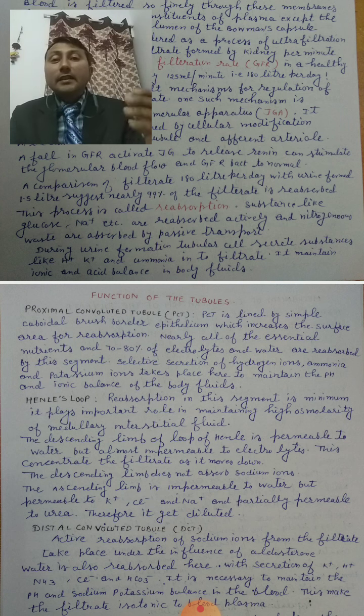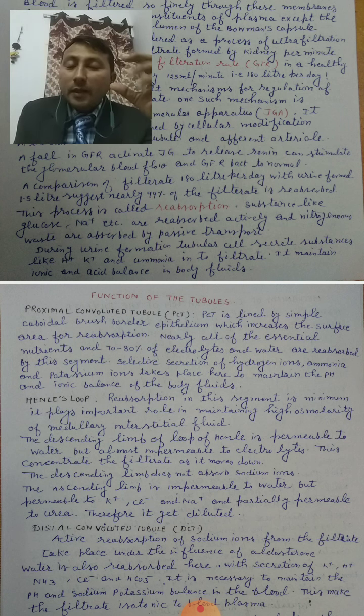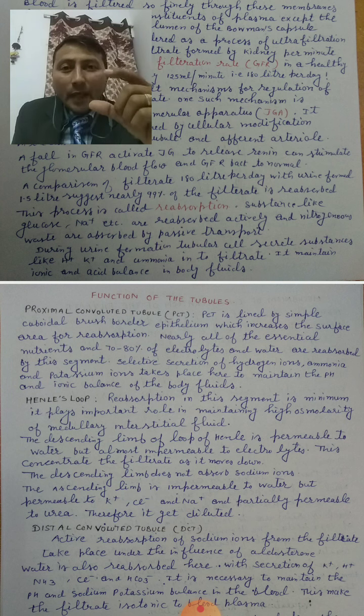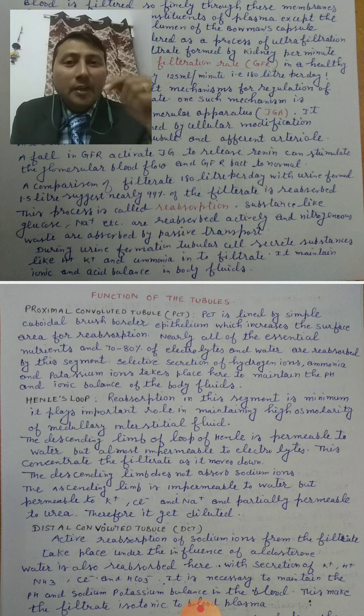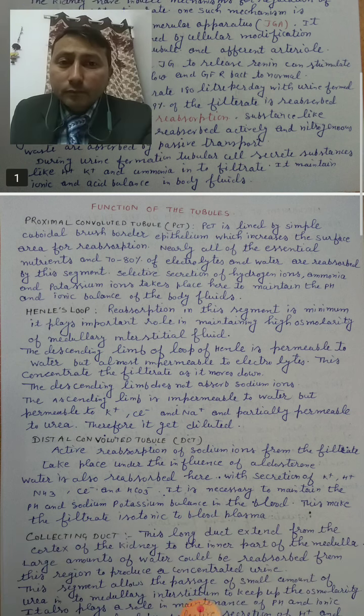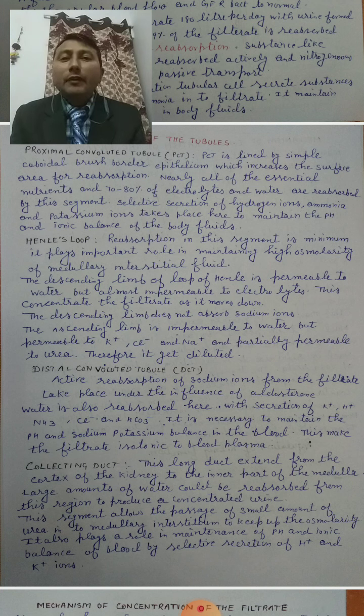Then, what is the function of these tubules? As we know, nephron is a tubular structure which consists of important parts, as I have already told you. One is Bowman capsule. From Bowman capsule it goes to PCT, which is proximal convoluted tubule. Then the loop of Henle, a U-shaped, hairpin shaped loop. Then distal convoluted tubule, and the last one is the collecting duct. What is the function of these tubules? PCT is lined by simple cuboidal brush border epithelium, which increases the surface area for reabsorption. Here approximately 70 to 80% of the electrolytes and water are reabsorbed.